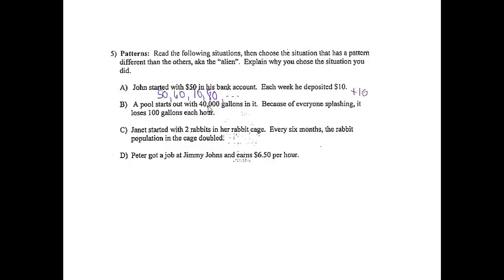Situation B: a pool starts out with 400,000 gallons in it. Because of everyone splashing, it loses 100 gallons each hour. So we start with 400,000, and then the next hour we're going to have 399,900, and then 399,800. So every time we're losing 100. Situation C: Janet started with 2 rabbits in her cage. Every 6 months, the rabbit population in the cage doubled. So it went from 2 to 4 to 8 to 16 to 32 and so forth. So it's multiplying by 2.